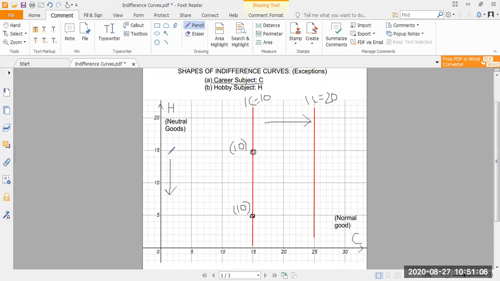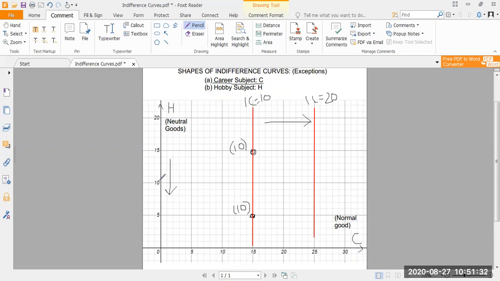So if I get 15 marks and the next day, as I mentioned in my story, I got fewer marks, I got 5 out of 20 in my neutral good, in order to be equally happy, I did not need to score more marks in my career subject. I was still happy with 15 marks. So that is another property of a neutral good: you need not compensate a loss in a neutral good with an increase in the normal good.